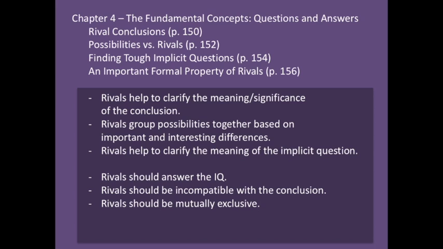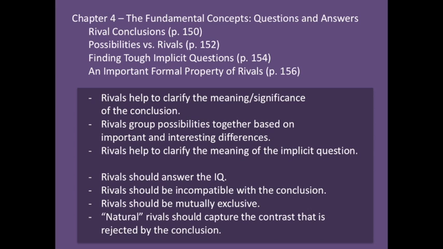And finally, natural rivals should capture the contrast that is rejected by the conclusion. So when you're coming up with a list of natural rivals, you should focus in most cases on the kinds of things that the author might have in mind or that the Secret Service officials might have in mind.